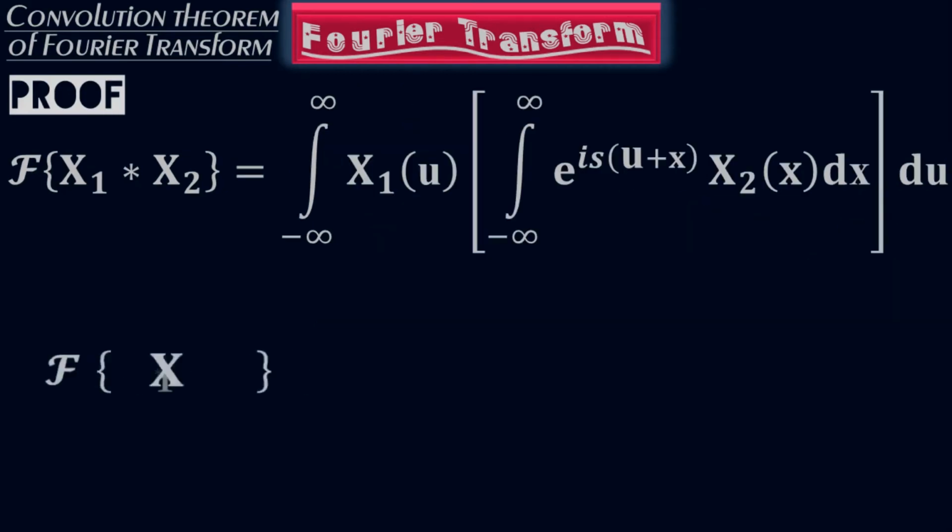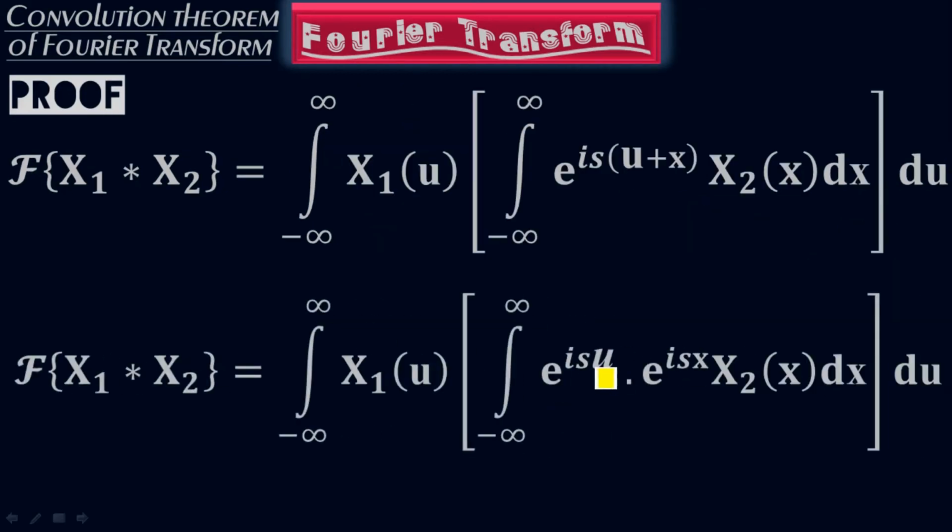The further simplification, to have e to the iota su times e to the iota sx. Look, take the product of iota s with u plus x. The product of iota s and u will be iota su, and the product of iota s and x will be iota sx. So I will have iota su plus iota sx. Now can I write iota su plus iota sx in the product form? Yes.